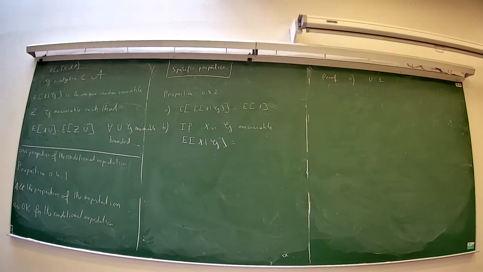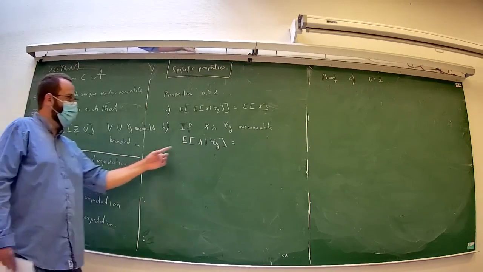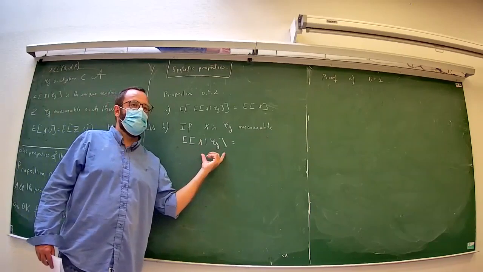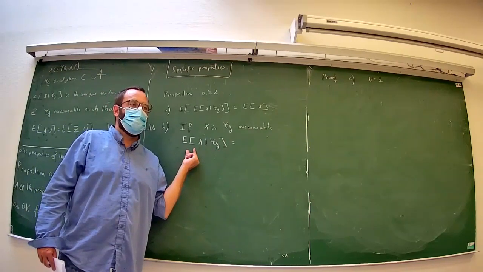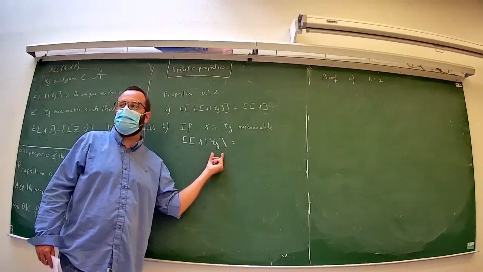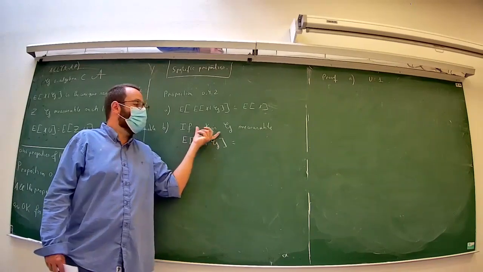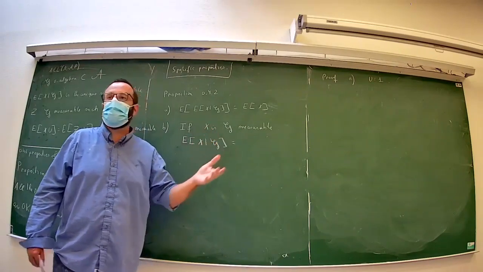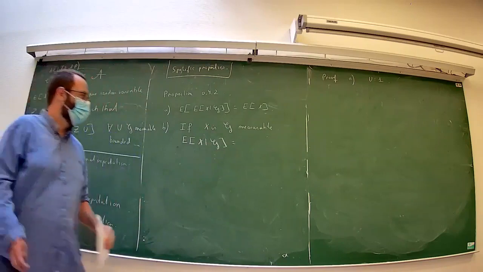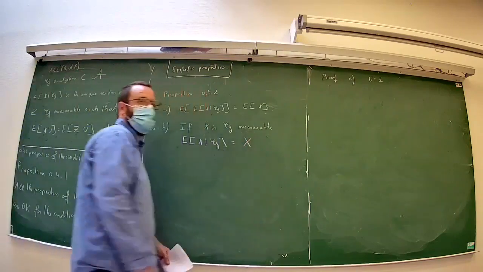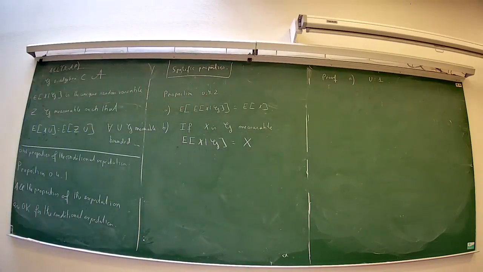if I come back to the intuitive interpretation of the conditional expectation, I have said that the conditional expectation of x given J is the best approximation of x by mappings that are J measurable. But if x itself is J measurable, what is its best approximation? Itself. Okay? And what is the argument?